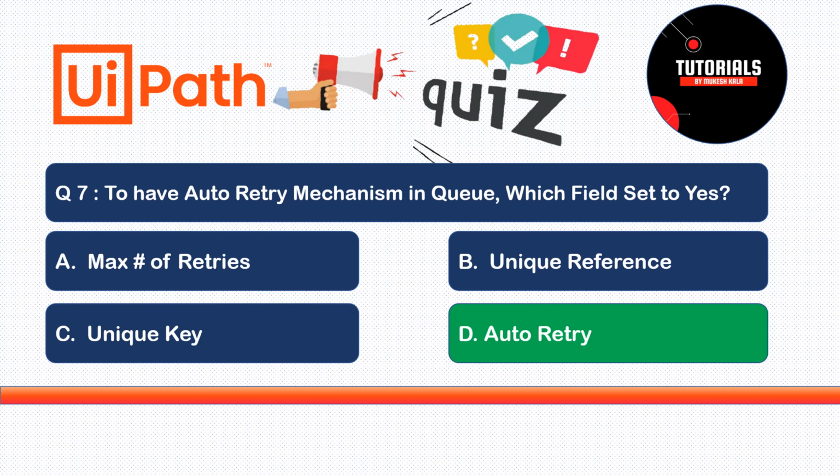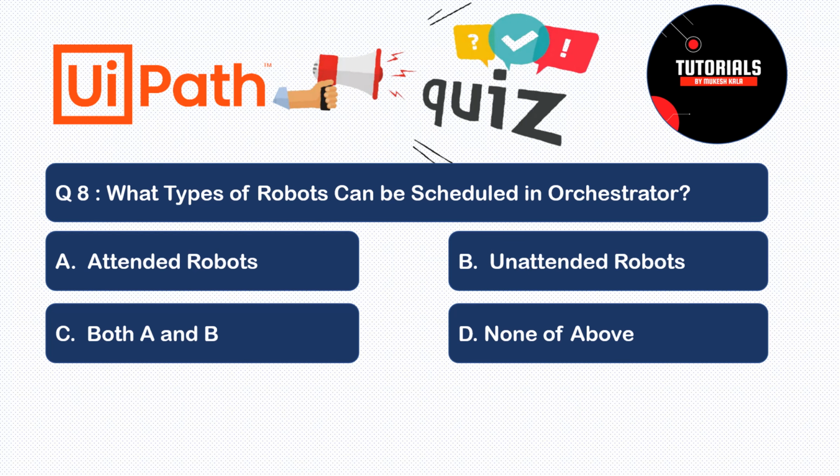Okay, I hope you are enjoying the quiz. Let me go to the next question, that is question number 8. What type of robots can be scheduled in Orchestrator? So I have to schedule robots. So now carefully understand the question. It is what type of robots can be scheduled in Orchestrator? Attended, unattended, both attended and unattended robots, or none of the above.